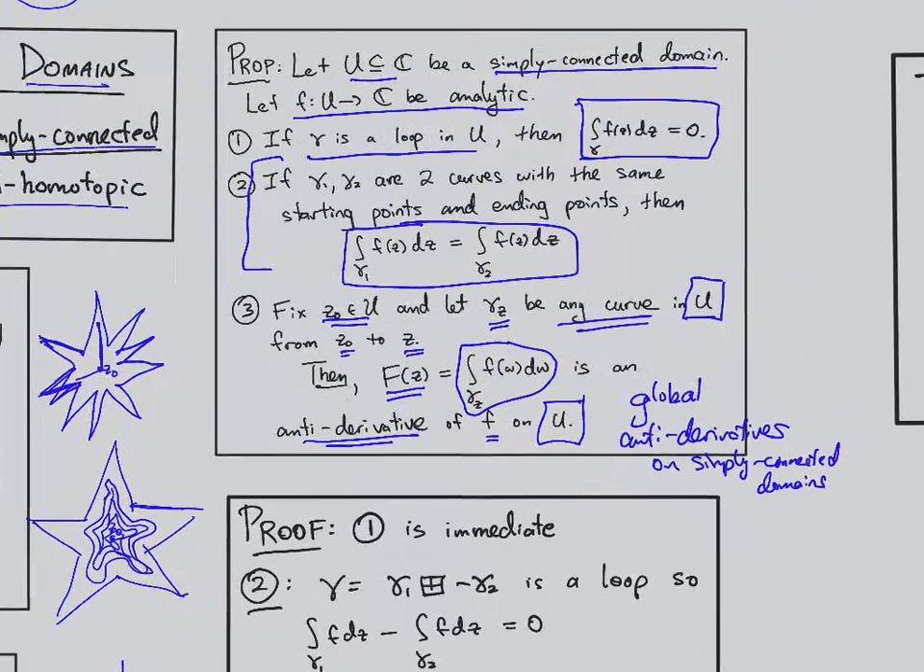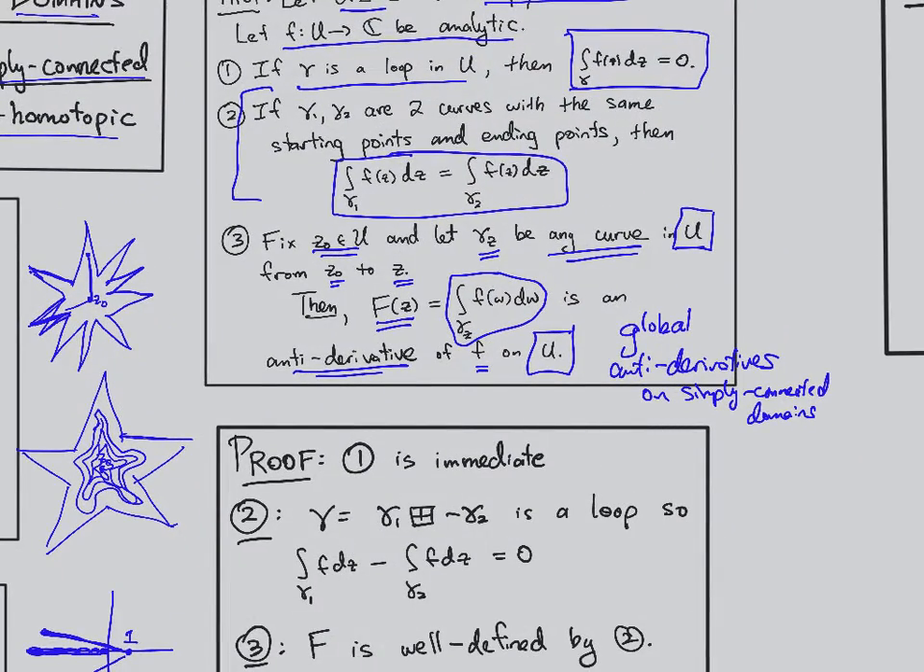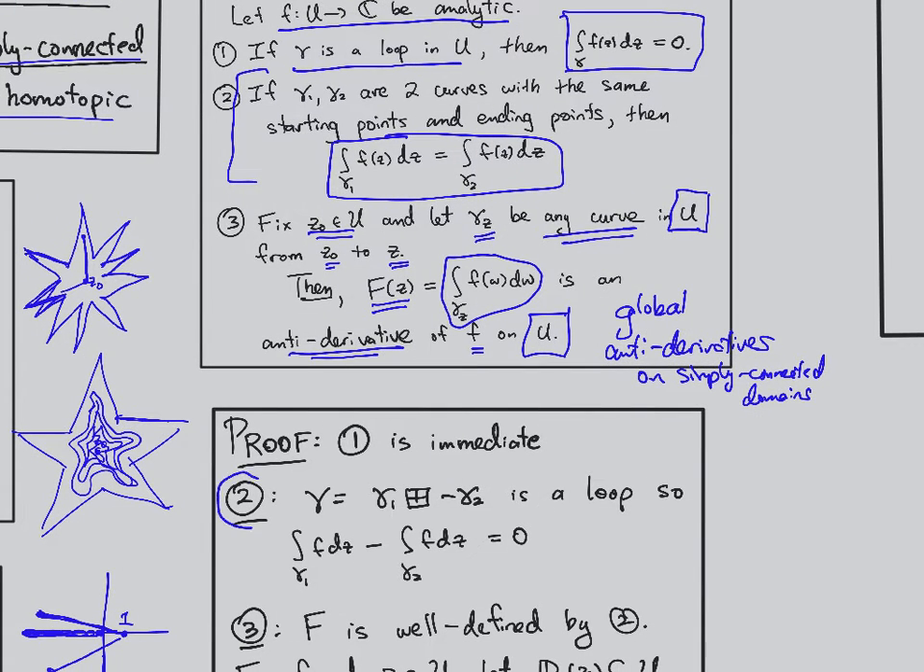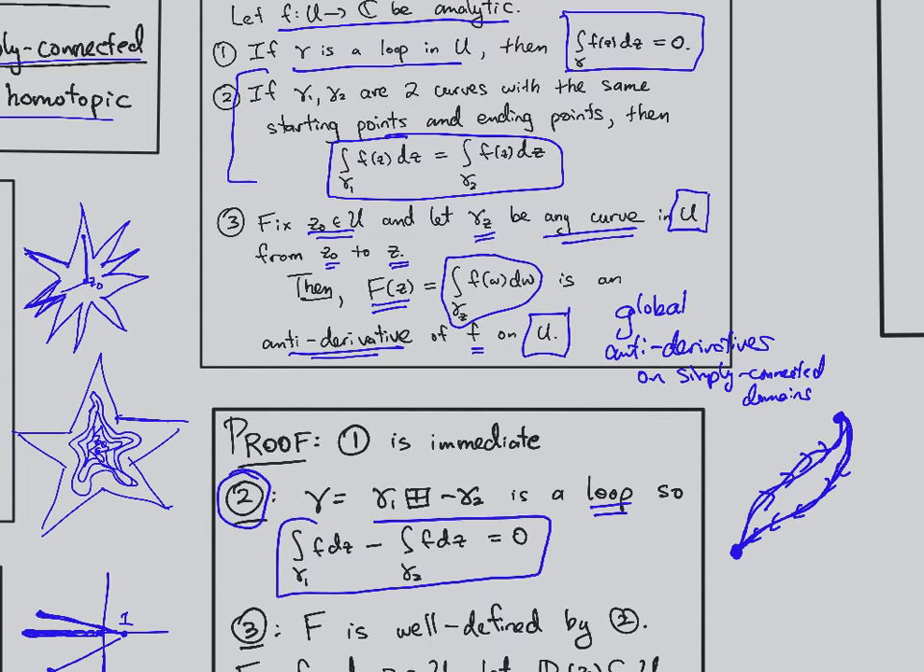Okay, so how do you prove this proposition? As I already said, 1 is immediate. For item 2 up above, just look at two curves with the same starting point and same end point. If I follow gamma 1 and then go backwards on gamma 2, I get a loop. Integrating over this loop, I'll get 0, but integrating over that loop is just this difference of values.